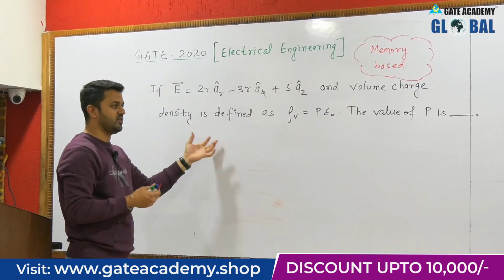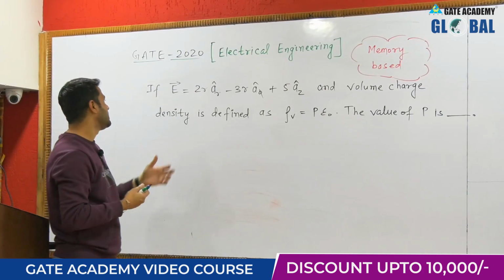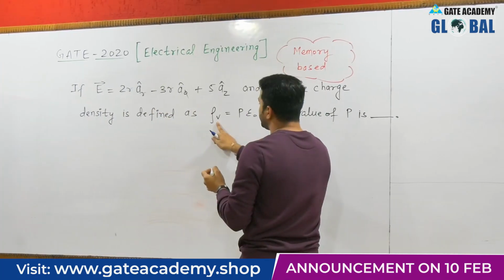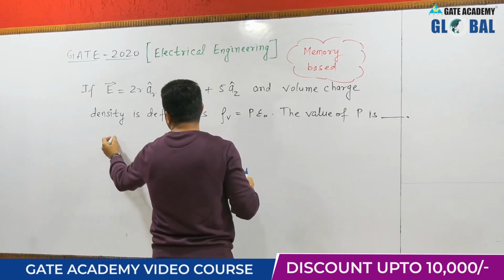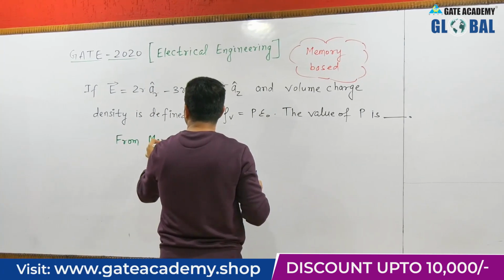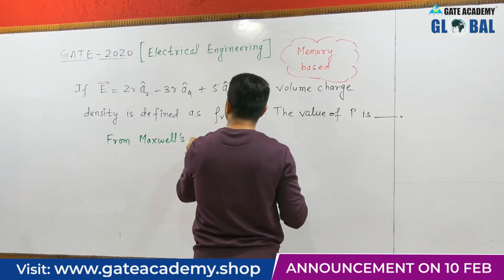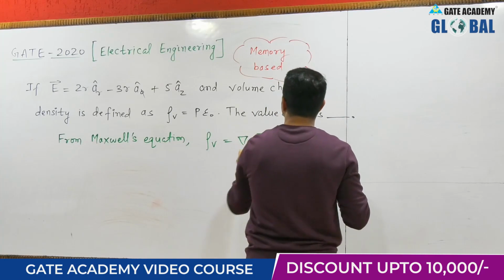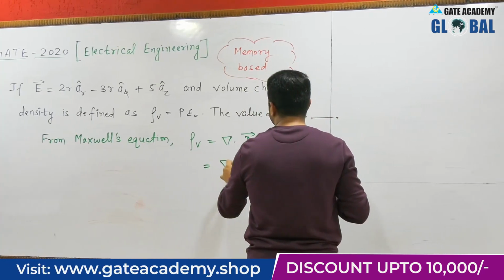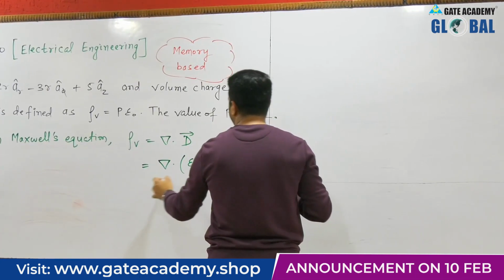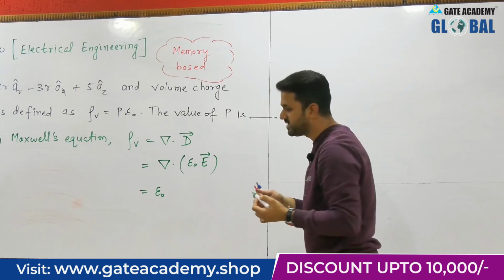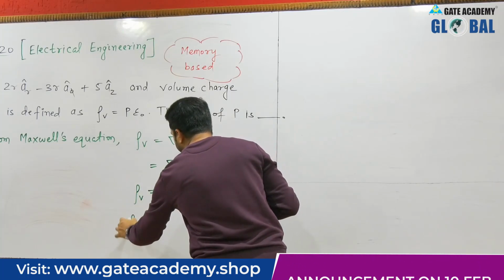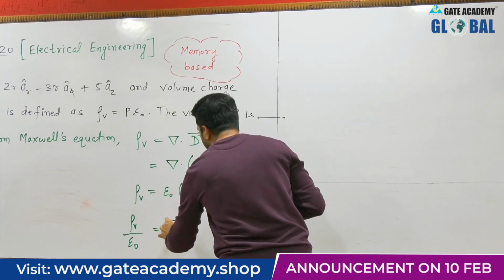The question was on the Maxwell equation. Here the electric field is given, and we know that to calculate rho_v, the volume charge density, from the electric field, from Maxwell equation, rho_v is equal to divergence of D. Because we have the electric field, D is equal to epsilon naught E, and epsilon naught is constant, so it can be taken common. So rho_v divided by epsilon naught is the divergence of E.